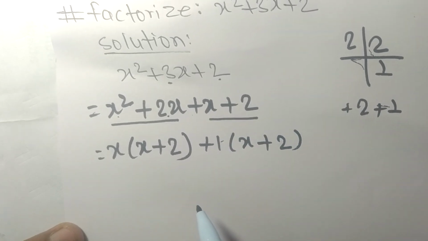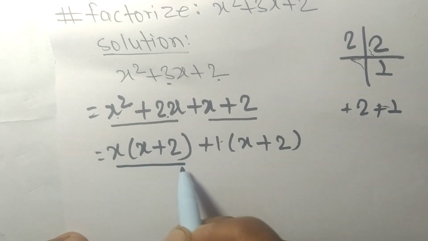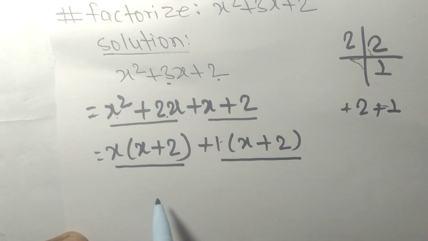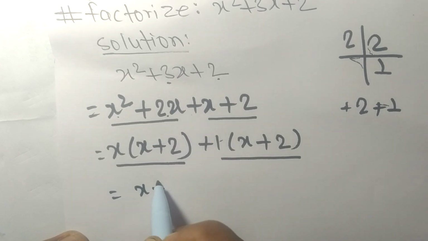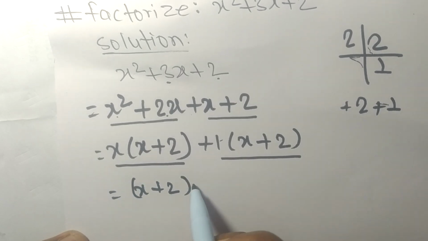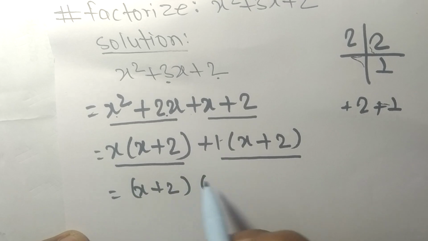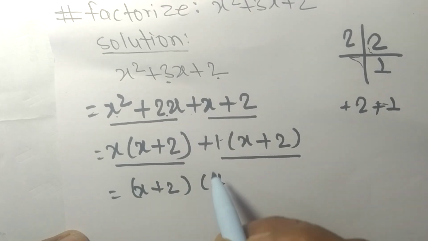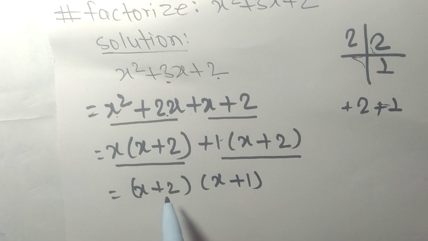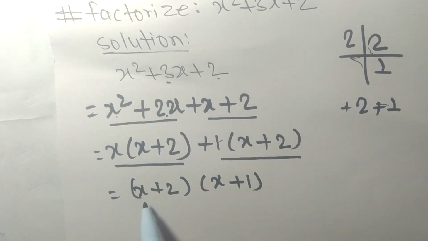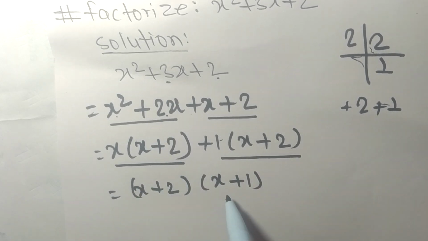So now we find out the common factor in both of these factors. The common factor is x + 2. Remaining in the first one is x, and in the second one remaining is plus 1. So its factors are x + 2 and x + 1.